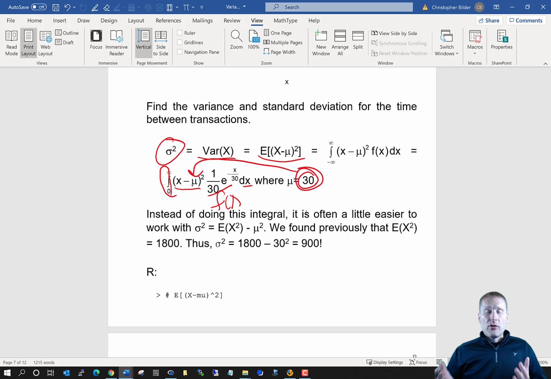Now, if you were to do the integral there, you would have to multiply out all the terms inside the (x minus mu) squared, do a few integrals, and do that. Instead, though, what would be easier is that we've already found mu to be 30 before, so let's just square that. And we've actually calculated the expected value of x squared before as well, and that was 1800. So if we take 1800 minus 30 squared, I get 900. That's my variance.